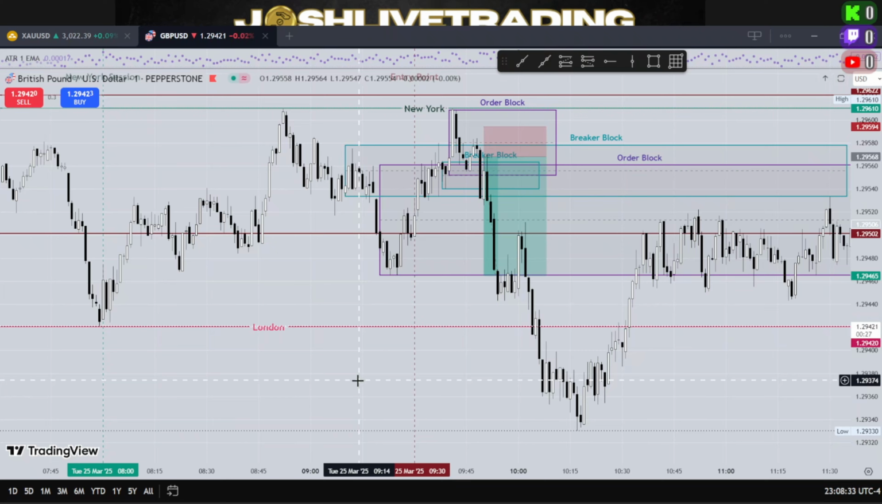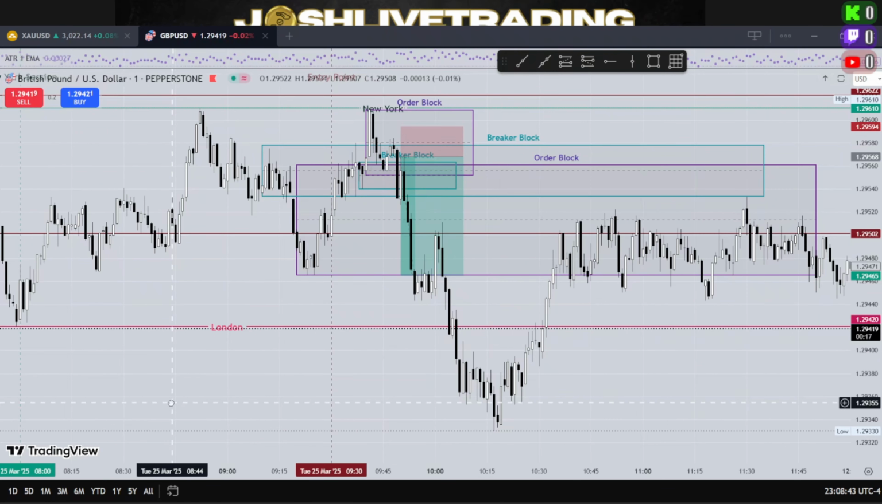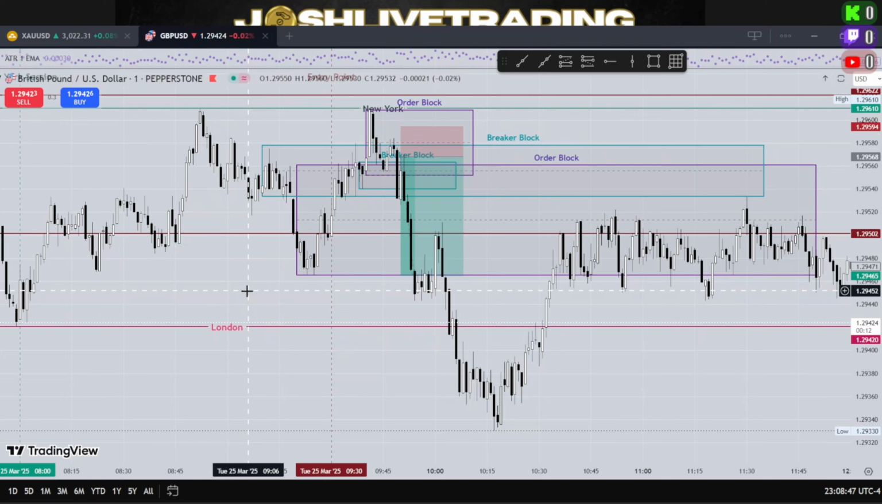So today on March 25th, we took a trade on the pound dollar. That's the only trade we took today. Unfortunately, it didn't really have much to do. Once I saw this entry, I was already too late, considering I didn't get up too early.